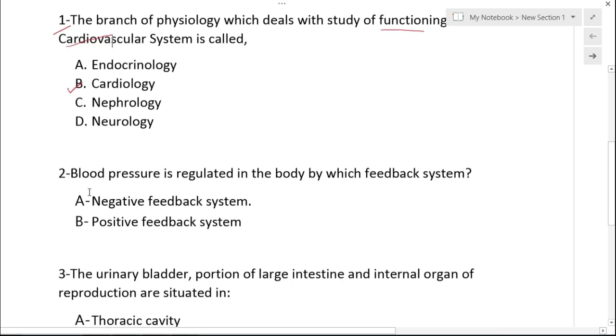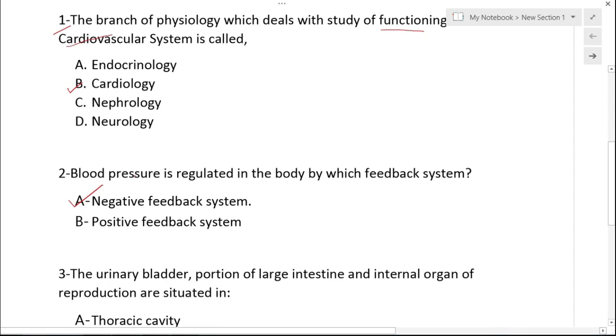The second question: blood pressure is regulated in the body by which feedback system? Option A negative feedback system, option B positive feedback system. The correct answer for this question is option A, that is negative feedback system. Blood pressure is regulated by negative feedback system.